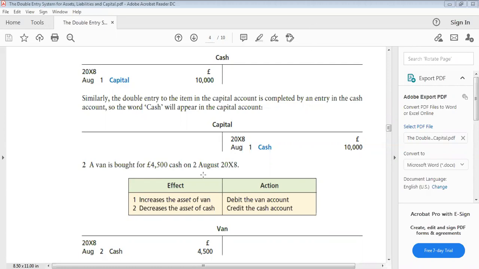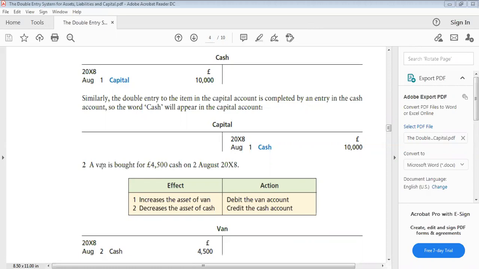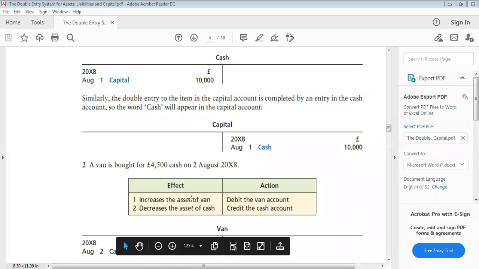As I was saying a while ago, a van is bought for 4,500 cash on August 2. Now, the van is an asset and also cash. The asset of van is increasing while cash is decreasing. So the effect is an increase in the asset of van, so you debit the van account. And the decrease in the asset of cash, you credit the cash account. Good.